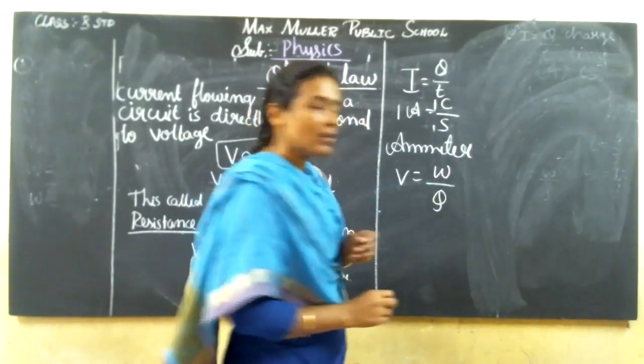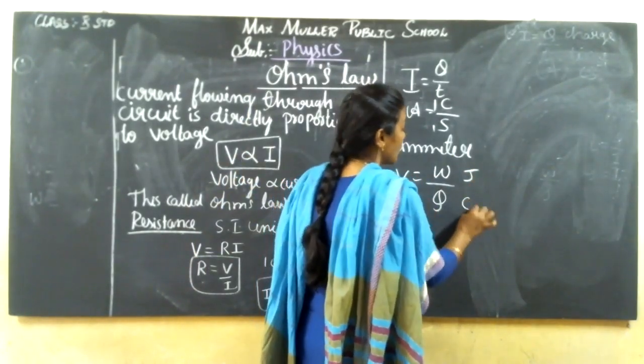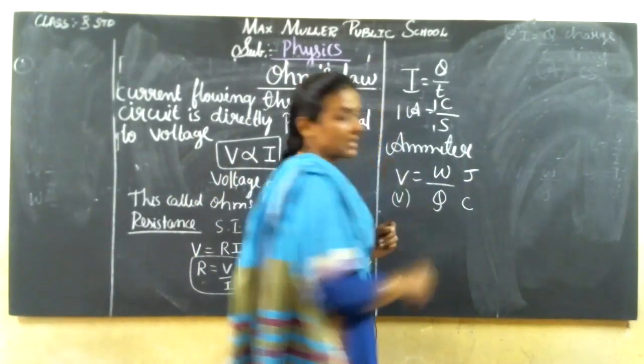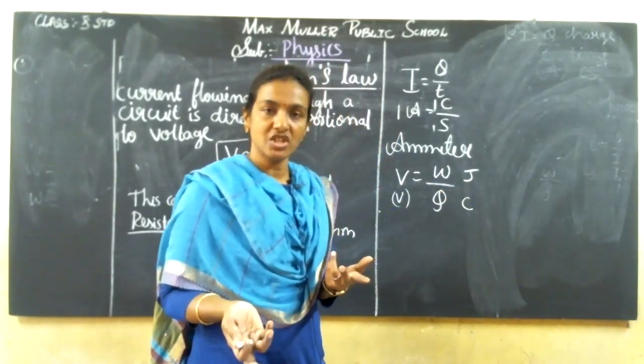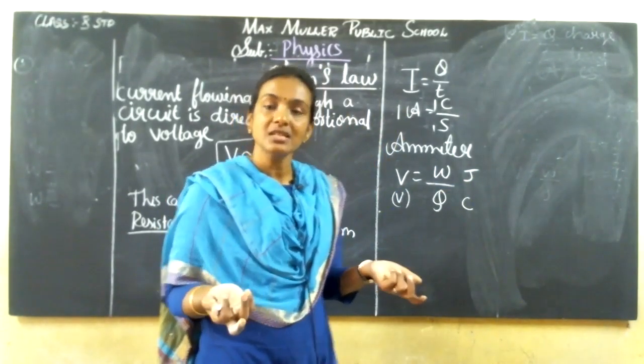W is work done. What is the SI unit of W? That is joules. What is the SI unit of Q? That is coulombs. What is the SI unit of potential difference? That is the volt. So joules per coulomb is also the SI unit of voltage. You can say the SI unit of potential difference is the volt.